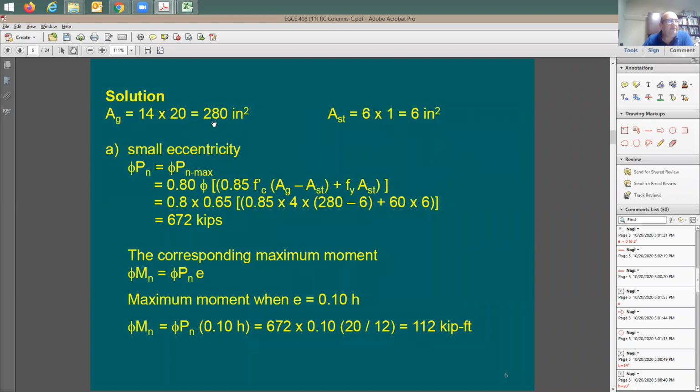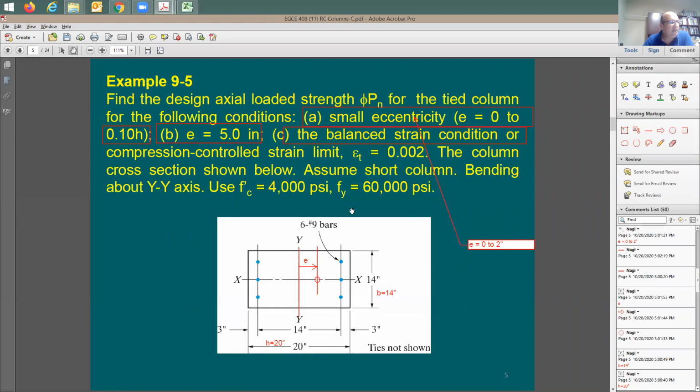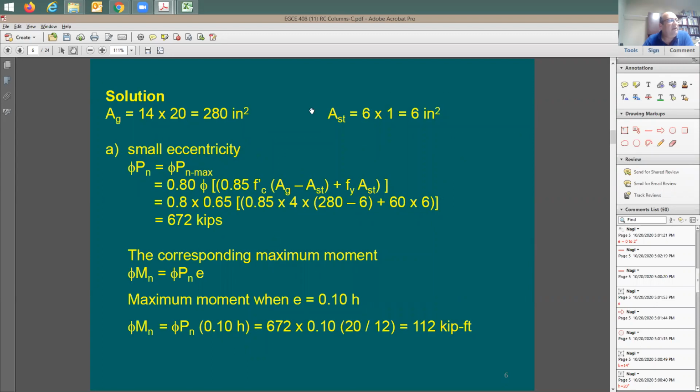Here's the cross-section area. You have 14 by 20, and then you have here 6 number 9 bars. I'm going to say A sub b for 1 number 9 bar is how much? 1 square inch. Okay, so it's going to be 6 square inches total.